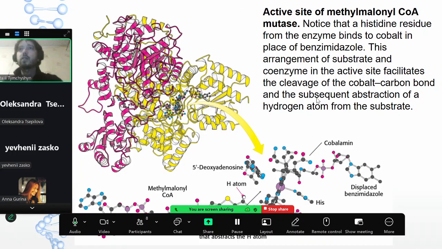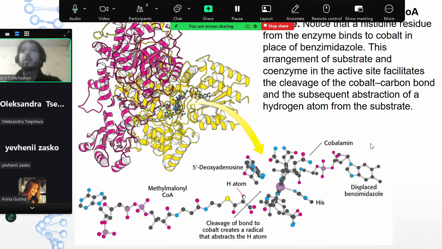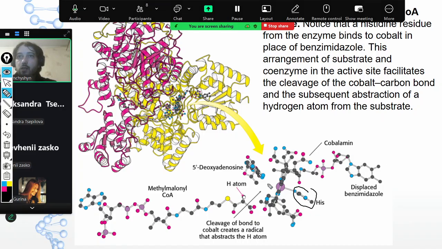And here you see the active site of the methylmalonyl CoA mutase. So notice that a histidine residue from the enzyme binds to cobalt in place of the benzimidazole. So this arrangement of substrate and coenzyme in the active site facilitates the cleavage of the cobalt carbon atom bond and the subsequent abstraction of the hydrogen atom of the substrate. So here you see that's part of the histidine. So this is the cobalt atom. Here is deoxyadenosine that will be transformed into the radical.